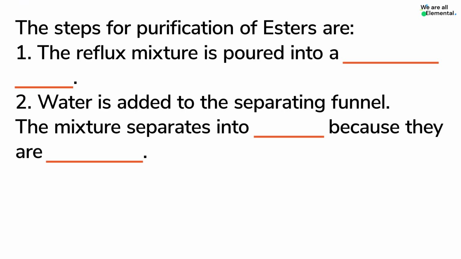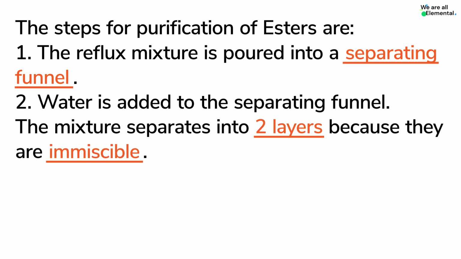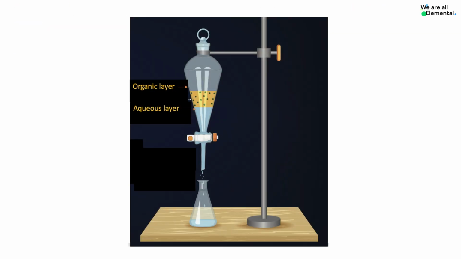So the steps for purification of esters are: number one, the reflux mixture is poured into a separating funnel. Then water is added to the separating funnel. The mixture separates into two layers because they are immiscible. So here are the two layers.